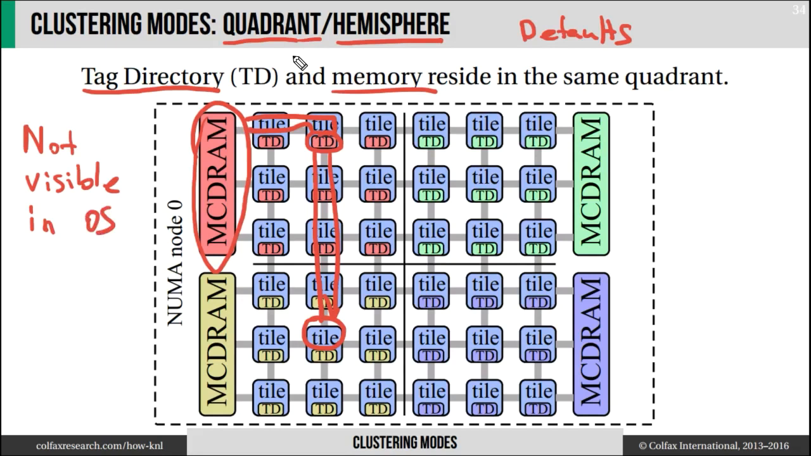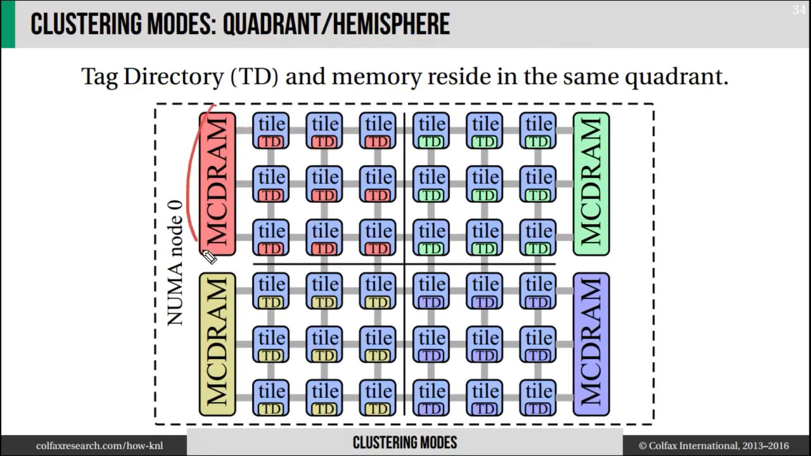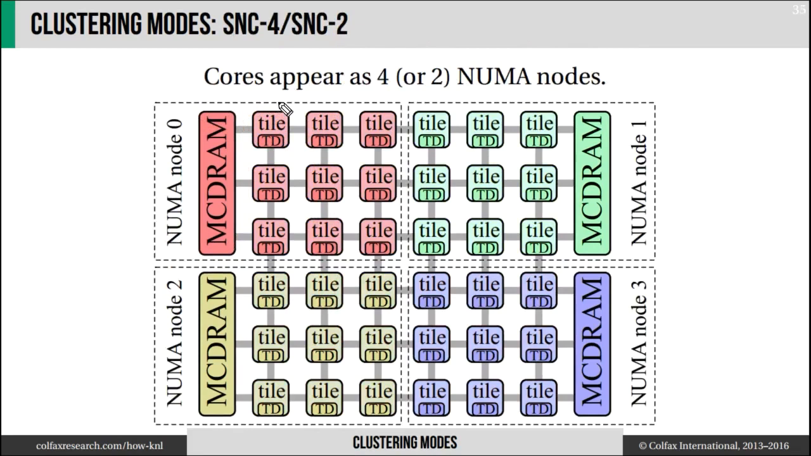But you can go one step further and accelerate not only the latency of cache misses, but also the latency of cache hits by making sure that you have affinity between memory, tag directory, and the tiles themselves. And this is available in the SNC4 and SNC2 modes. SNC4 partitions the chip into 4 parts, SNC2 into 2 parts, but there is affinity between memory, tiles, and the tag directory. Importantly, these 4 parts are exposed in the operating system as NUMA nodes. So here's your NUMA node 0, 1, 2, and 3.